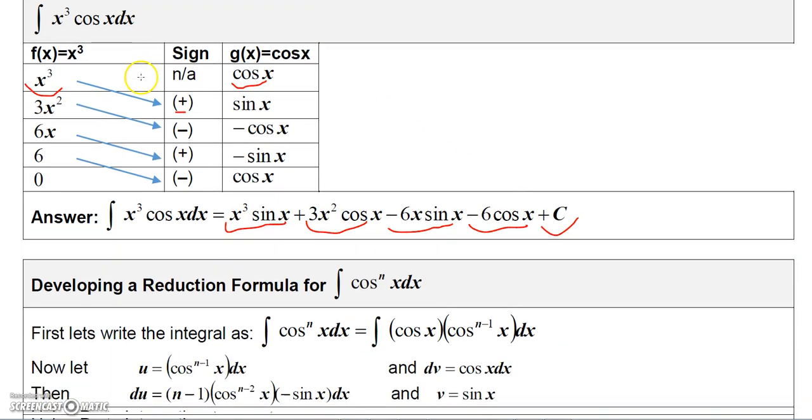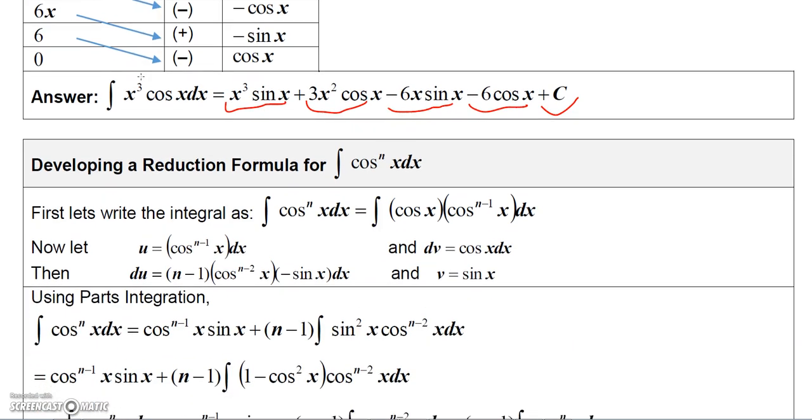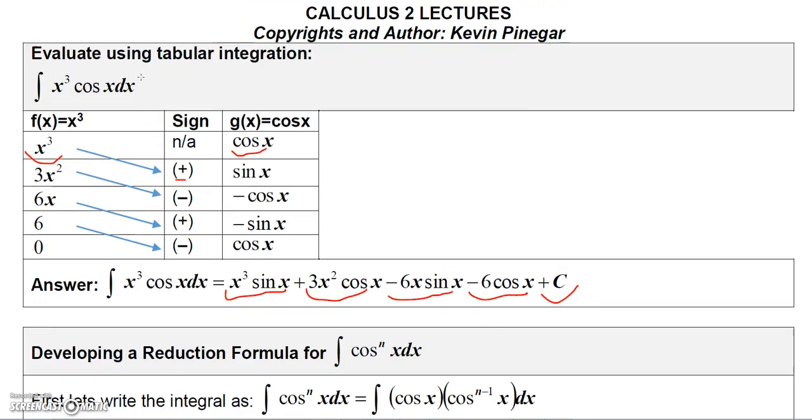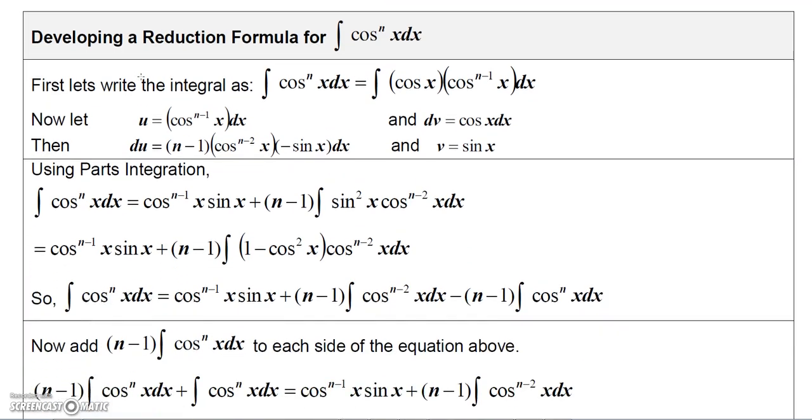Now this is actually helpful in developing a reduction formula. So let's say you wanted to find a formula for integrating the cosine of x to any power. Well, the first thing you can do, in order to get two factors, is write this as cosine x times cosine x to the n minus 1 power, and that way that product is the same as cosine of x to the nth power.